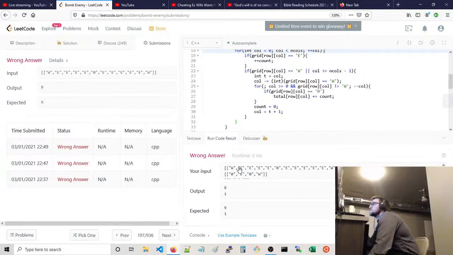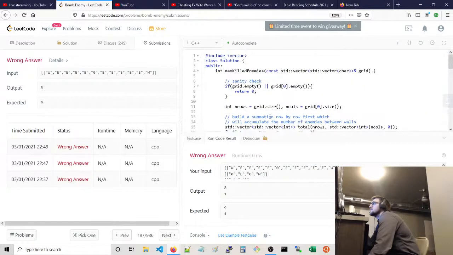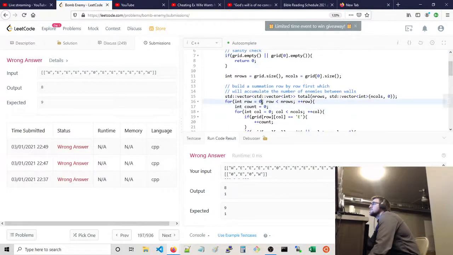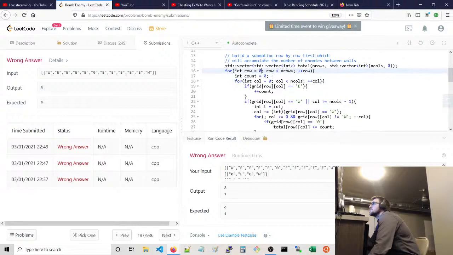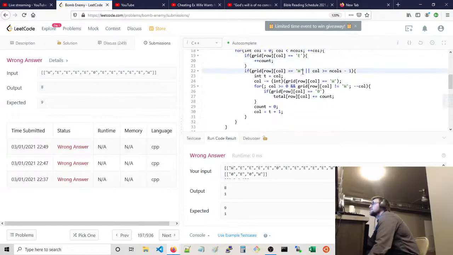So the problem here is this should go left to right. Initially we get this row 0, right? The only row. Go to column 0. We don't see E, we see W. We go back before W, and then obviously this is too far back, so we don't even enter this loop. We reset the count to 0, and then we just go to T plus 1 now.